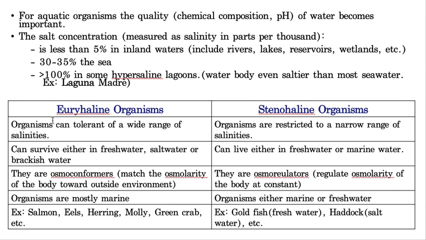Now let us take euryhaline organisms. Organisms which can tolerate wide range fluctuations of salt concentration in the water can be called euryhaline organisms.